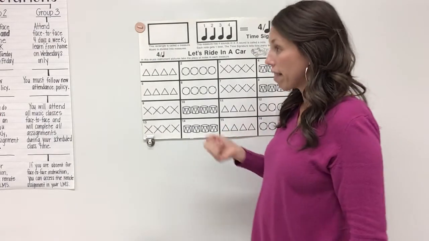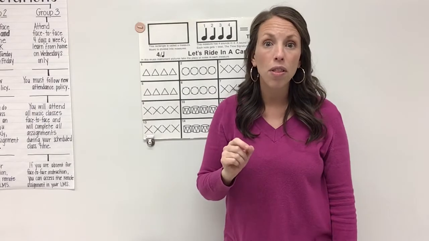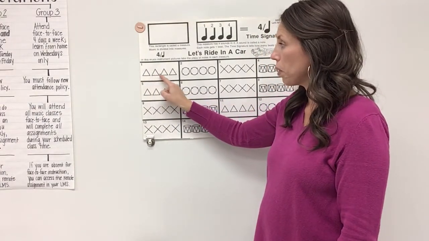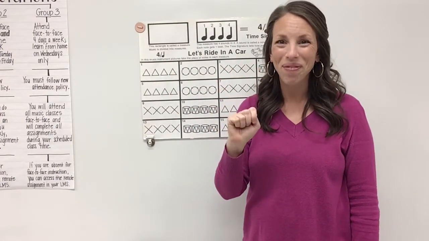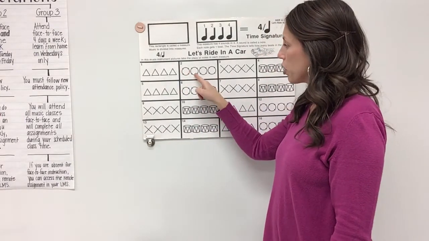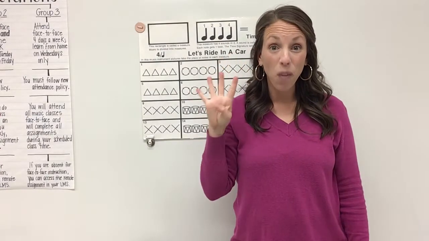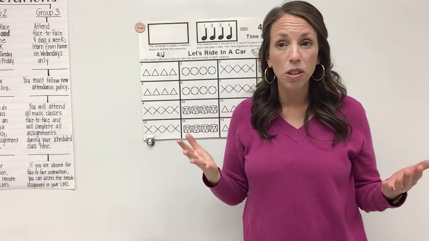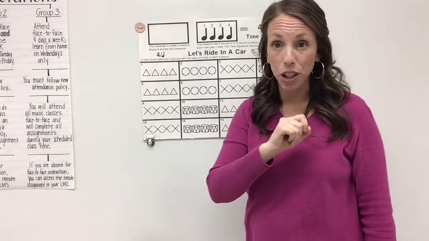Now, we can check that by looking in each measure and counting the notes. Let's try. 1, 2, 3, 4. Were there 4 beats? Yes. Let's check measure 2. 1, 2, 3, 4. There are 4 beats again. So let's review what we have learned so far. Each rectangle is called a measure.